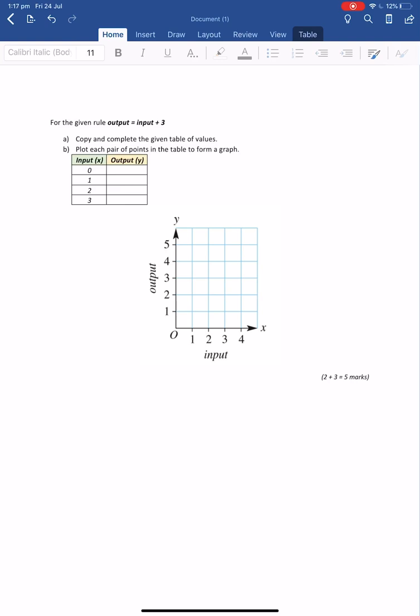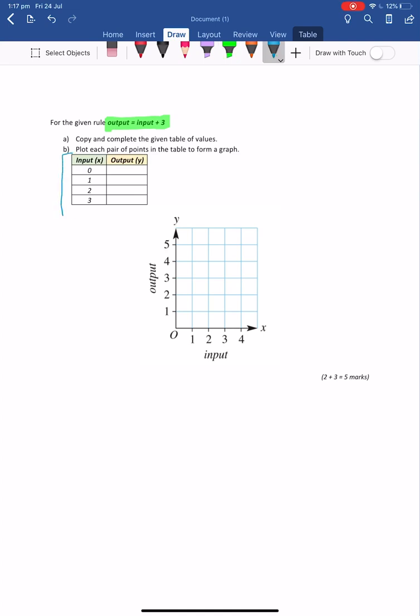So what you first need to do, you need to look at your rule, and I would highlight that so that you can clearly see it. So our rule here is output equals input plus 3. So it's giving us the input values, okay, and we just have to work out the output values just as we did in our previous section. Okay, once we do that, we're going to plot our data points on this table here. Okay, so I'll also show you how to do that.